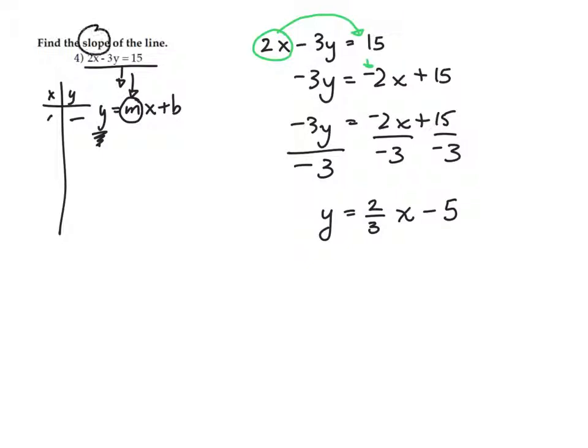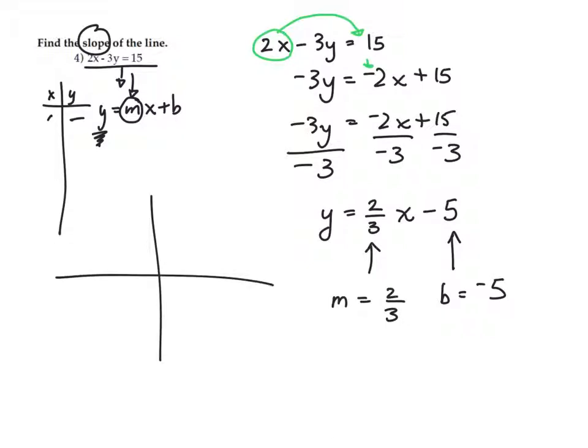So the question asked me for the slope. The slope is whatever's in front of the x. So my slope is equal to 2/3. If they would have asked, I could have also said the y-intercept is negative 5. And again, I could have graphed it. The question doesn't ask me to, though.